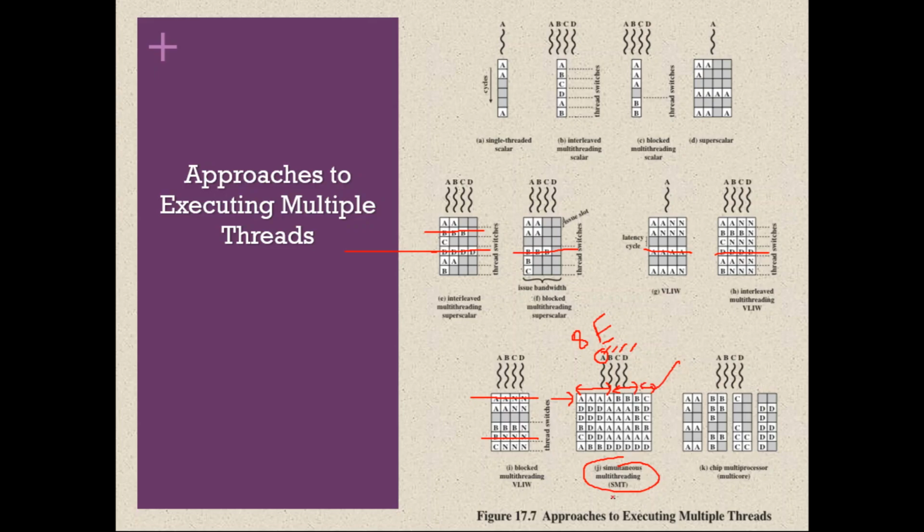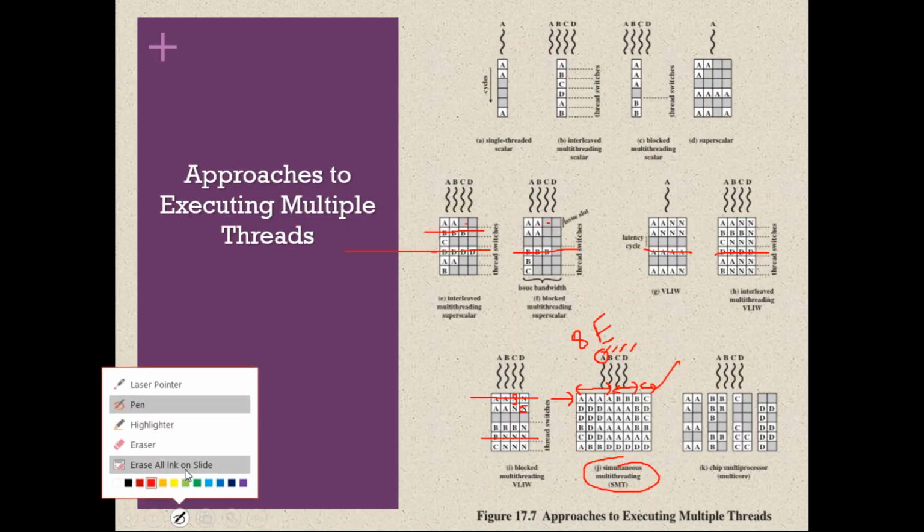So by SMT, simultaneous multi-threading, we are not wasting the clock cycle which normally gets wasted in interleaved multi-threading, blocked multi-threading, interleaved VLIW or blocked VLIW. There, in blocked VLIW, is N or wasted, right? That wastage will not happen in simultaneous multi-threading.